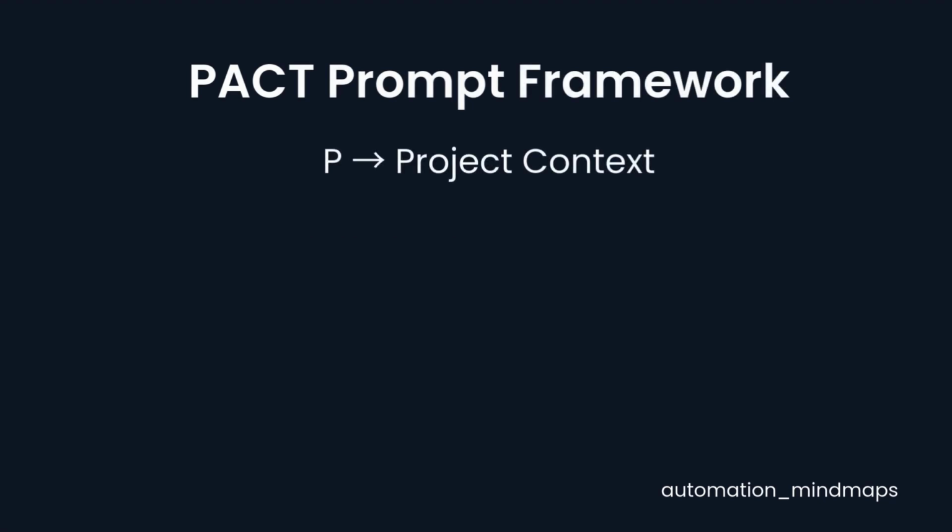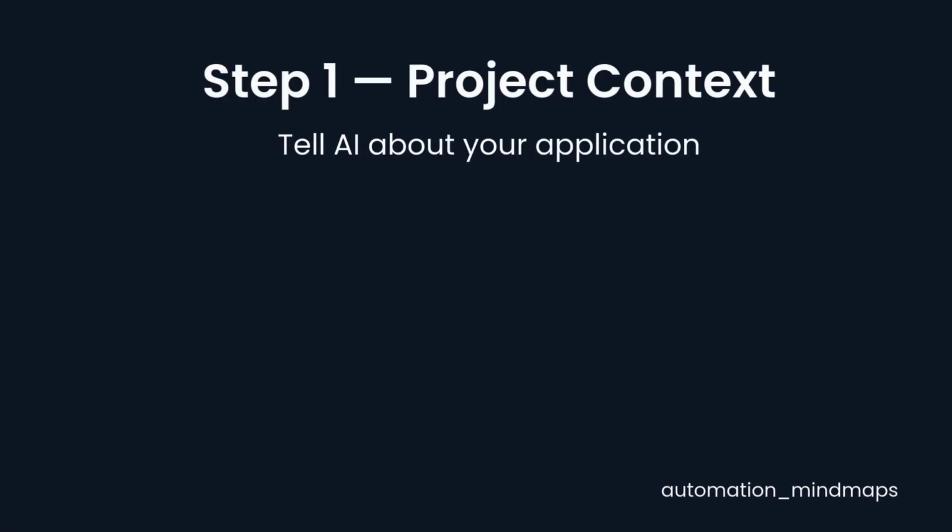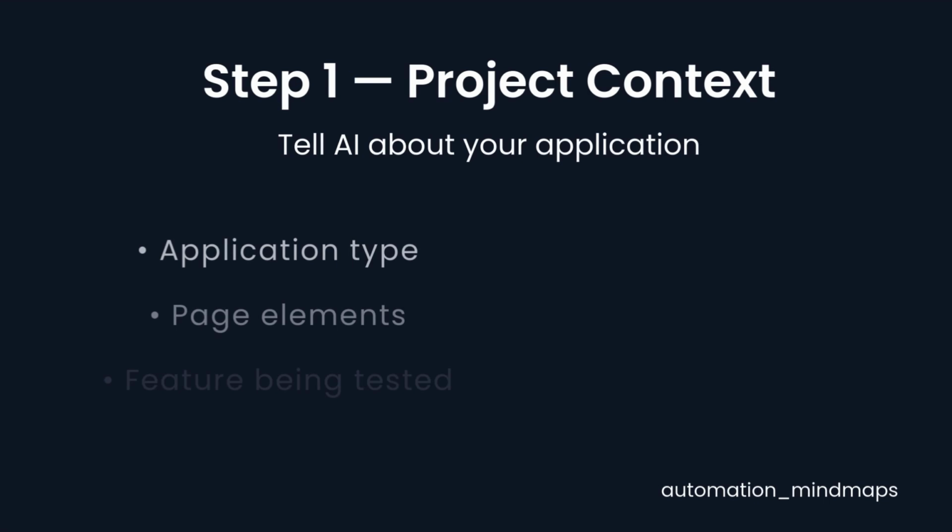PACT stands for project context, automation framework, code constraints, test scenario. If you include these four things in your prompt, AI becomes much more capable of generating useful automation code. Let's go through each part. Project context. First, give the AI project context.